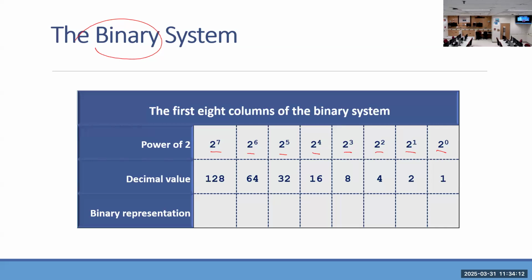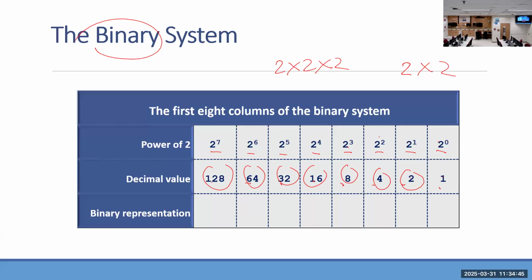And you see, when you have 2 raised to the power of 0, you have number 1. 2 raised to the power of 1, that means 2 here. 2 raised to the power of 2, that means 2 times 2, you have 4 here. 2 raised to the power of 3, you have 2 times 2 times 2, you have 8 here, and so on. So for each column, you have the specific value here. The first column, number 1. The second one, number 2, then 4, 8, 16, 32, 64, and 128 here.